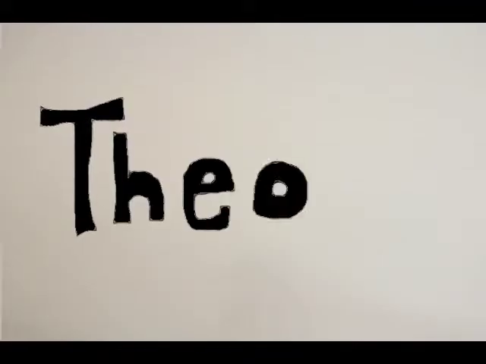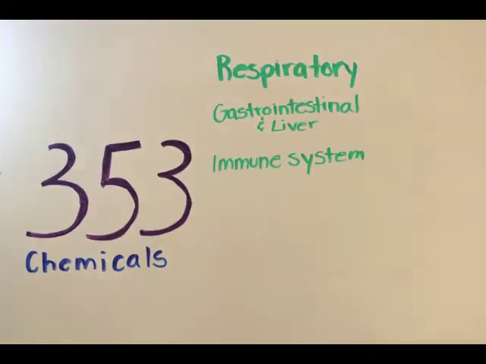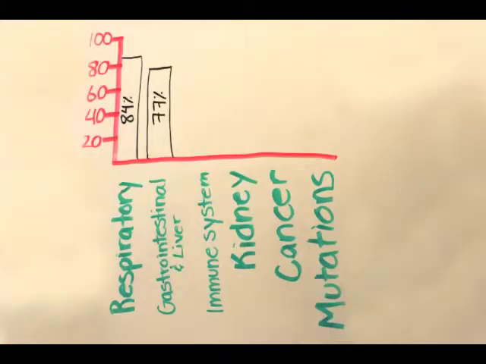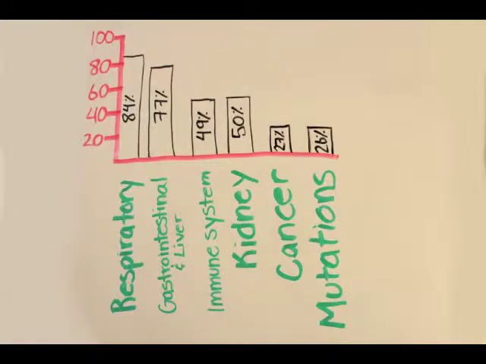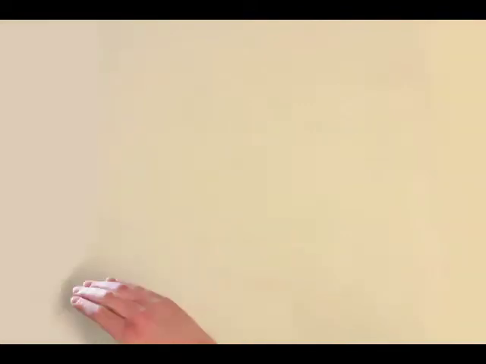A study in 2010 by Theo Colborn condensed the health effects of 353 of the chemicals used in fracking fluid into 12 different categories. Some of these categories included respiratory, gastrointestinal and liver, immune system, kidney, cancer, and mutations. All of the chemicals used do have some sort of damaging effect.